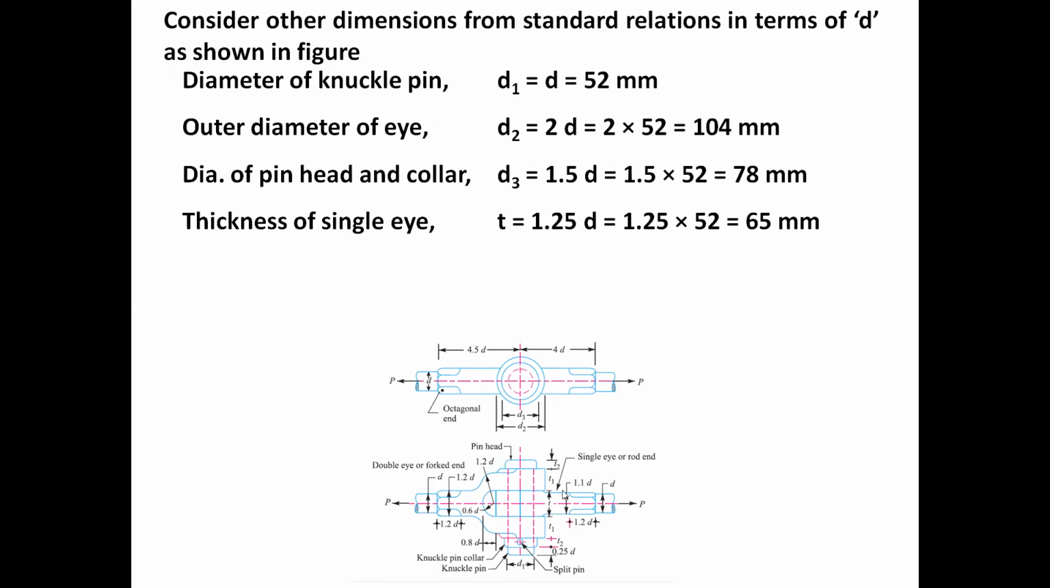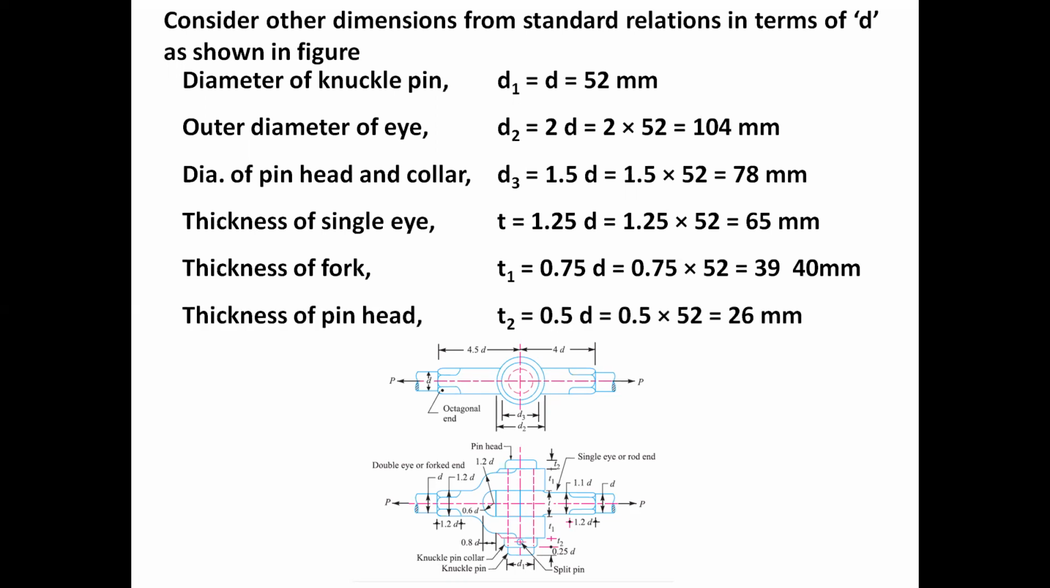Thickness of single eye, you can see this is the T dimension. Single eye can be 1.25 times D, which is equal to 65 mm. Thickness of fork-end, so this is the fork-end, the T1 dimension, which comes out to 0.75 times D, which is equal to 40 mm. Thickness of pin head, which is one more dimension, comes out to 26 mm.